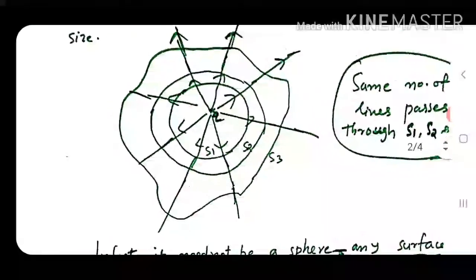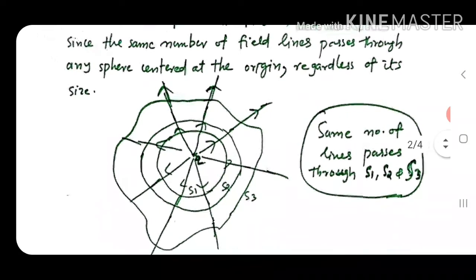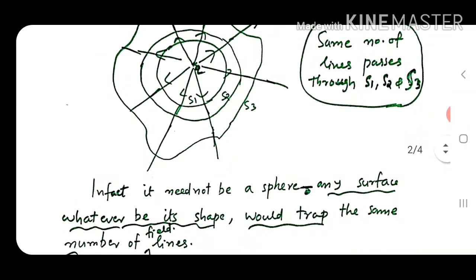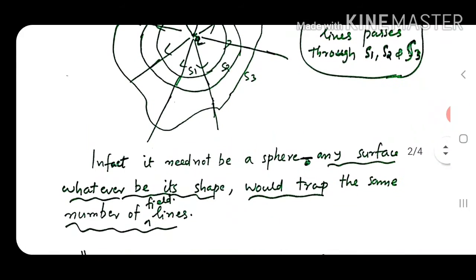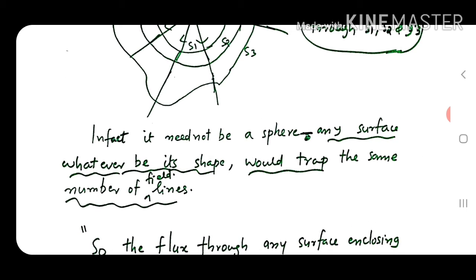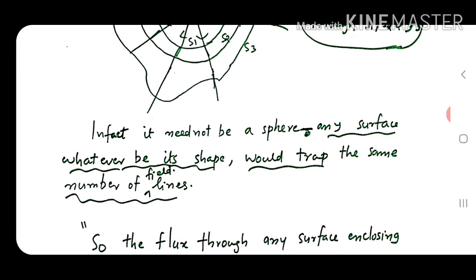Okay, so the radius of the sphere that we consider is immaterial. The same number of field lines pass. In fact, the next idea is quite important. It need not be a sphere. The surface that we consider need not be a sphere. Any surface, whatever be its shape, would trap the same number of field lines.